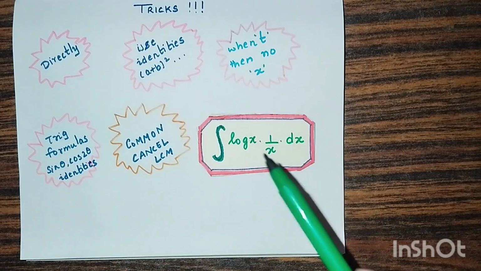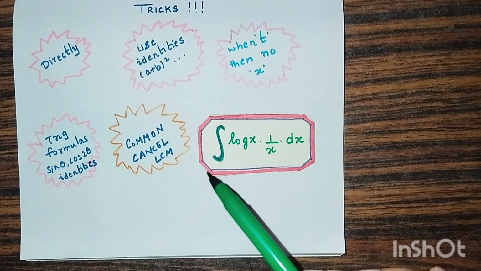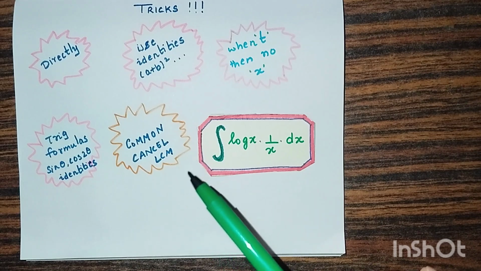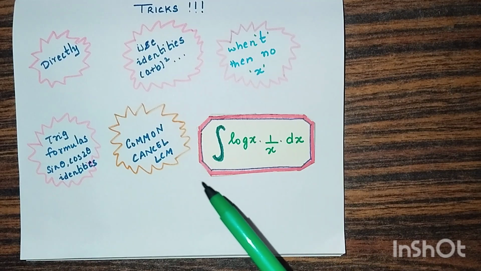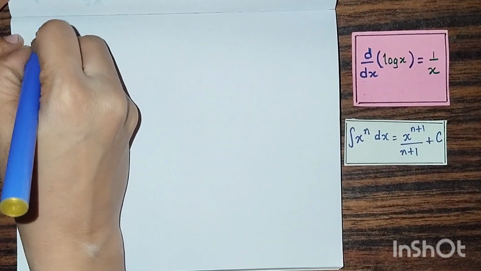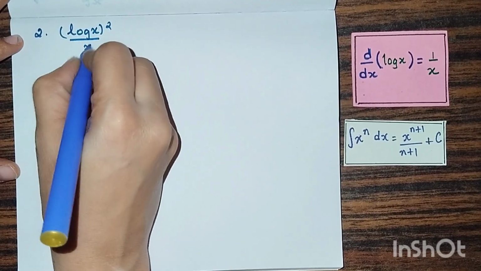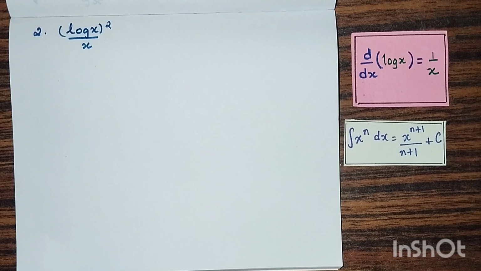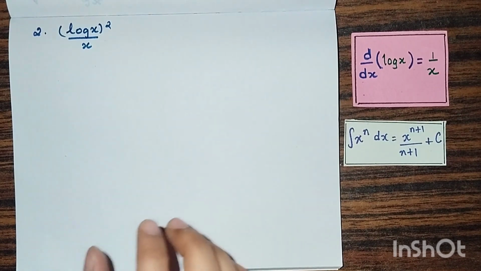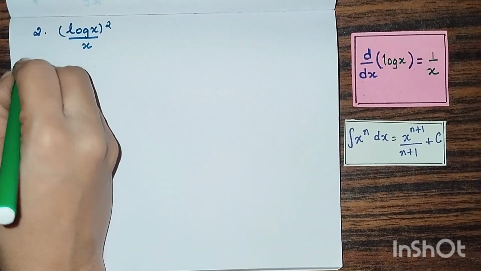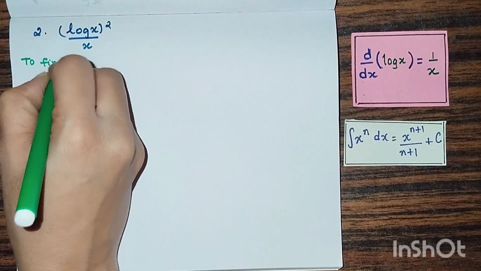So the intention behind this is that some problems are very simple. In the very first step itself, we can do the substitution method, and in some problems we need to simplify and then apply the substitution method. So first we will solve the second question, that is log x the whole square divided by x. Then we will solve the first question, because this will help us gain insight about what exactly the substitution method is.